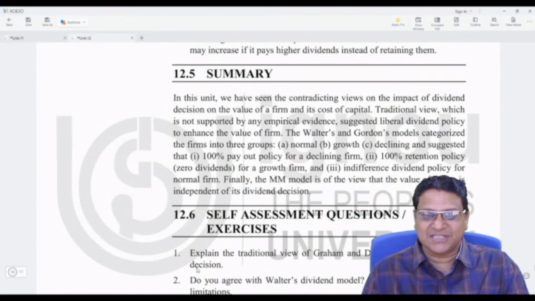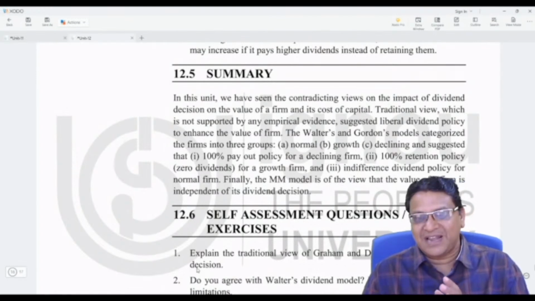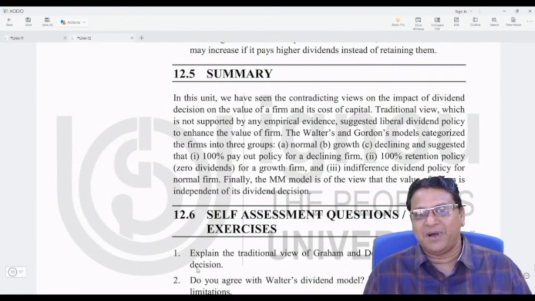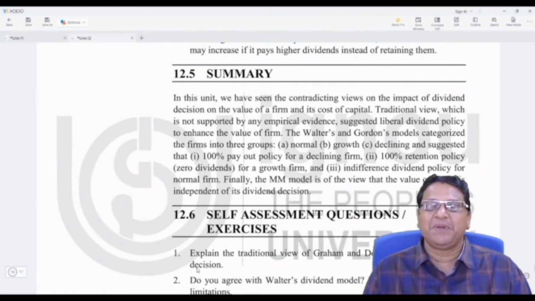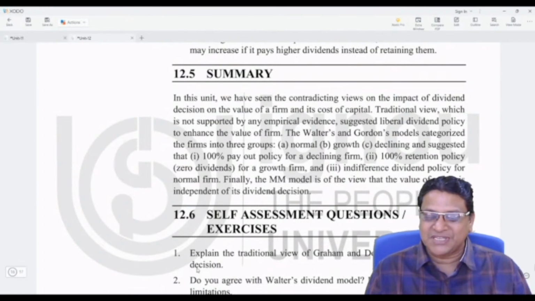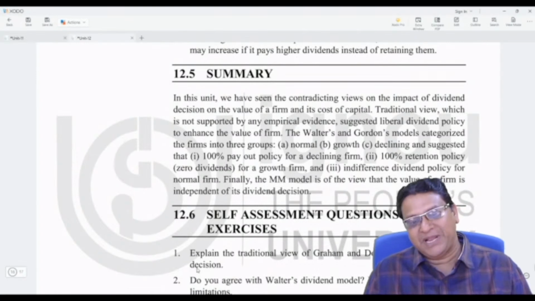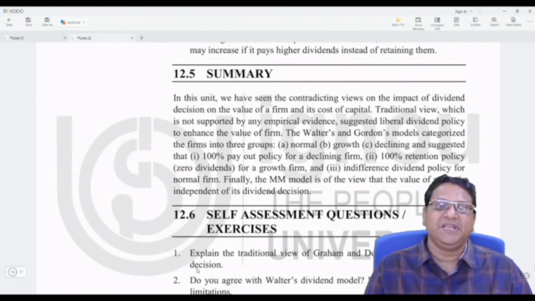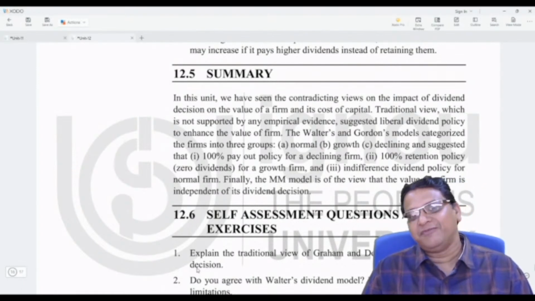Walter's theory and Gordon's theory classify the firms into three parts: normal firm, growth firm and decline firm. They recommend that in case of growth firm, the best payout ratio is 0%. And in case of decline firm, the best payout ratio is 100%. And in case of normal firm, there is no best payout ratio. All payout ratios are best, all payout ratios are optimum. Hence, the dividend policy does not have a say on the market value of the share.